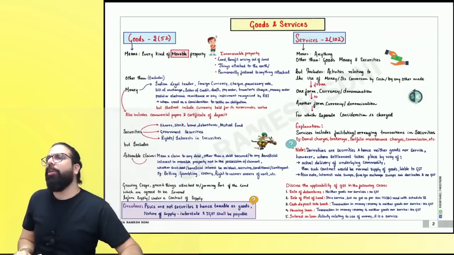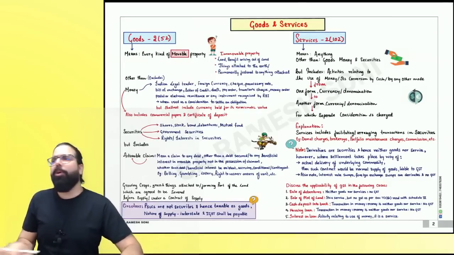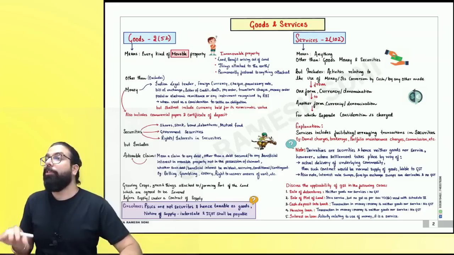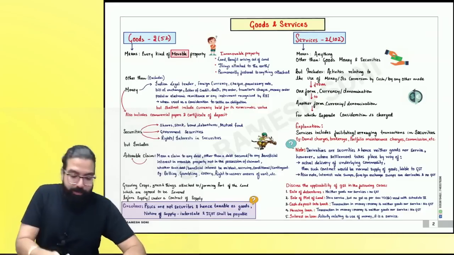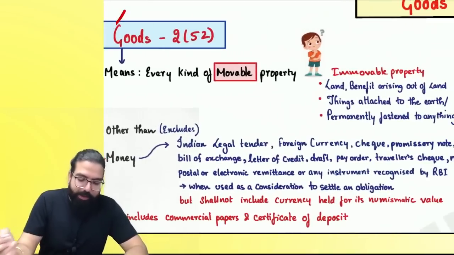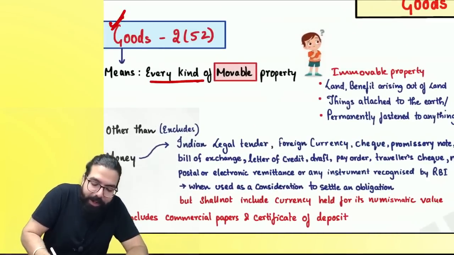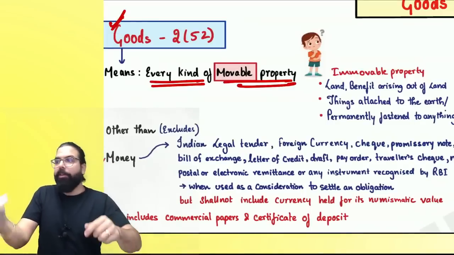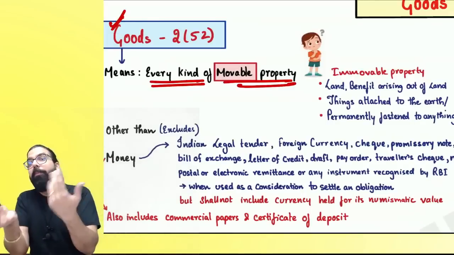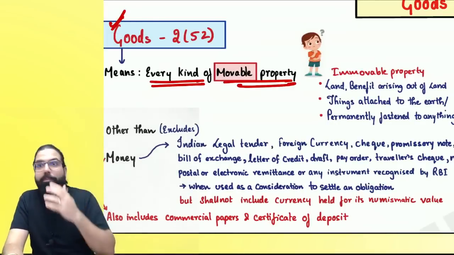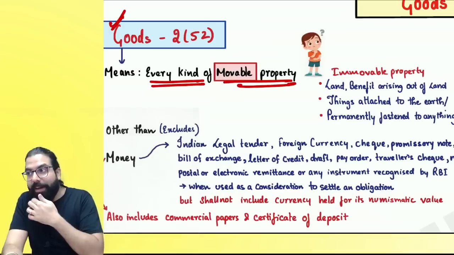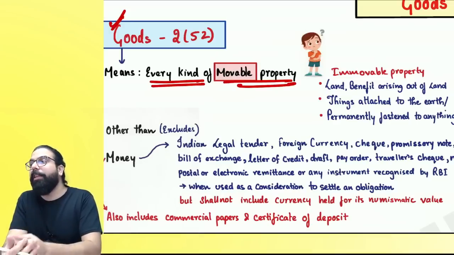Although the definition is not very important from the exam point of view, your base has to be remembered again: what was goods and what is service. Goods means every kind of movable property. Anything which is movable is goods. Now, what is the definition of movable? They have not defined it in the GST Act, but we take the definition from the General Clauses Act.